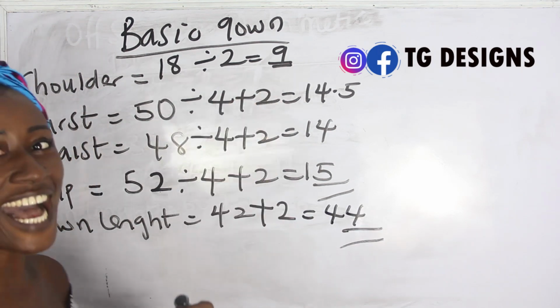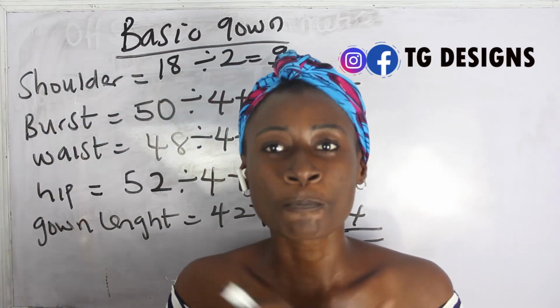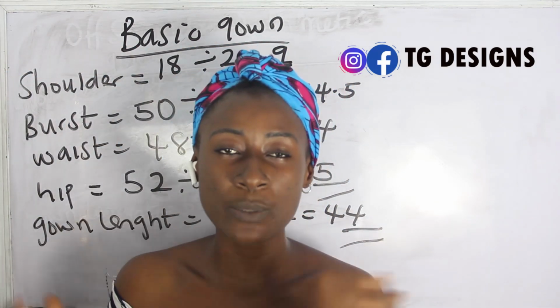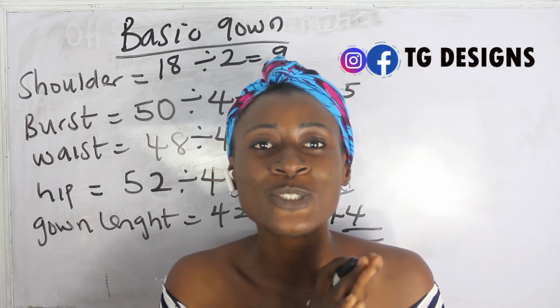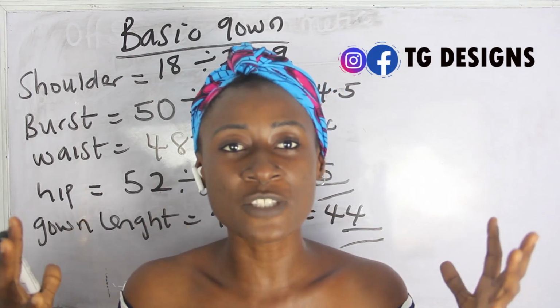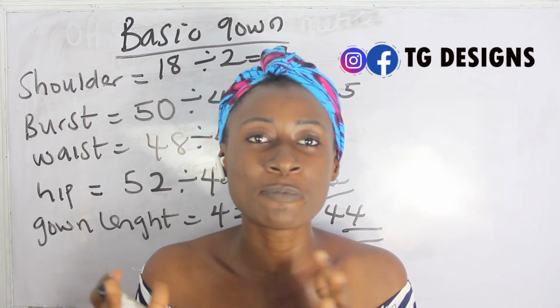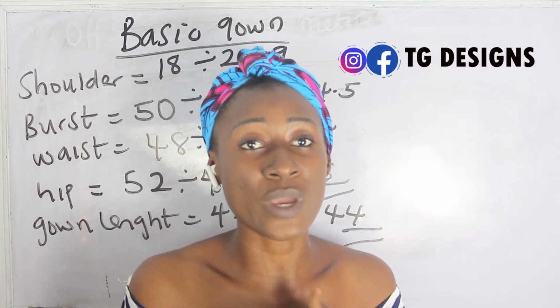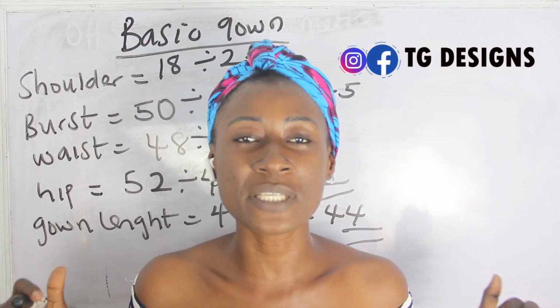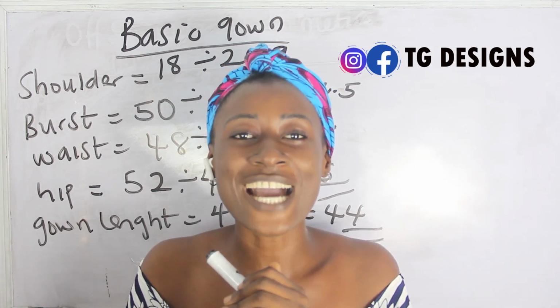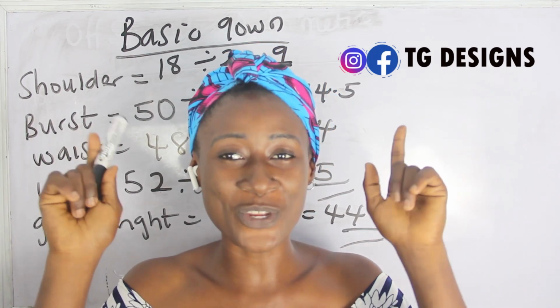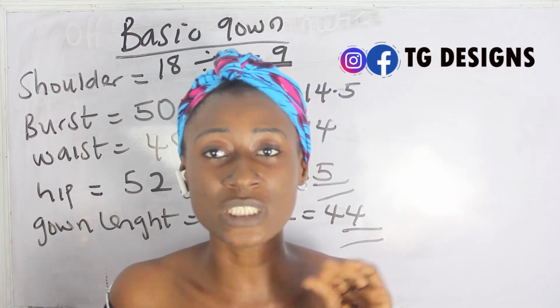So these are the basic measurements required in order for you to achieve your simple A-shaped gown. Now don't forget to watch our previous video on distance calculations and size charts, where I explained the distance from your bust to waist, waist to hip, and all the basic measurements you need. I'm going to put down the link of the video here. Please go ahead and watch that video.